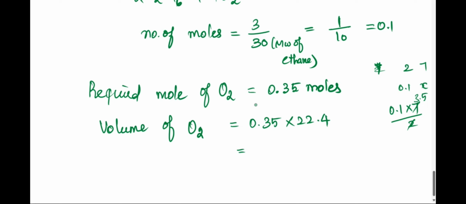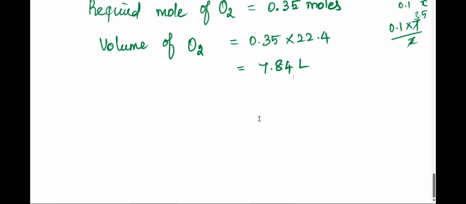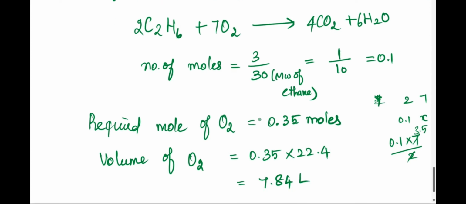Then I'll be getting it as 7.84 liters. That is for oxygen. What about carbon dioxide? What is the ratio of oxygen involved or ethane involved with carbon dioxide?